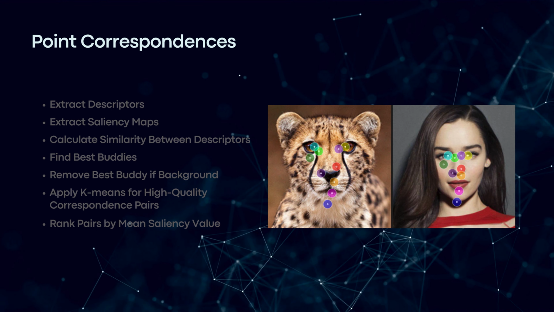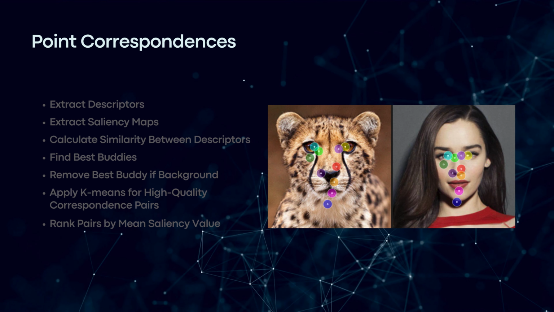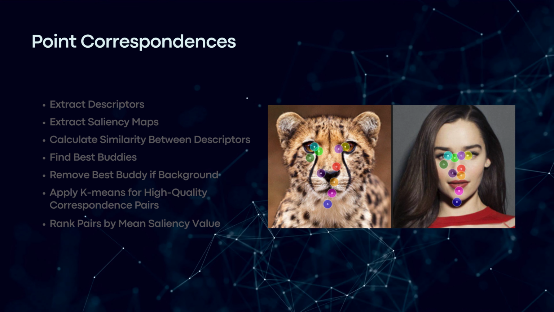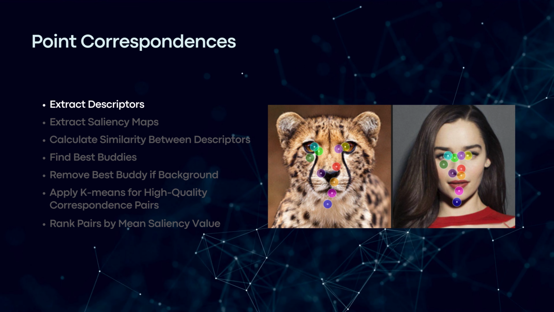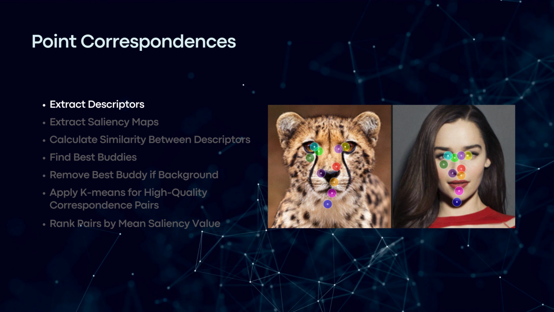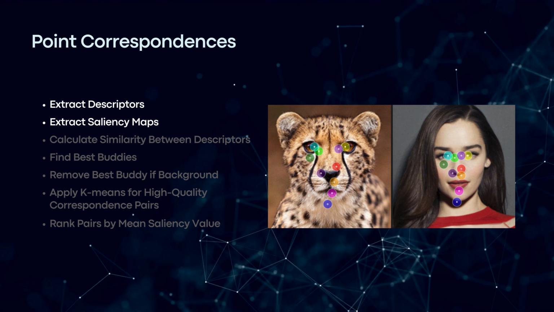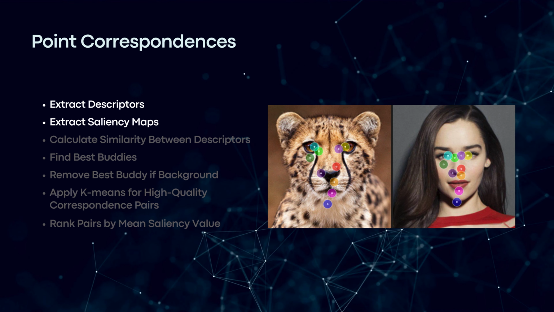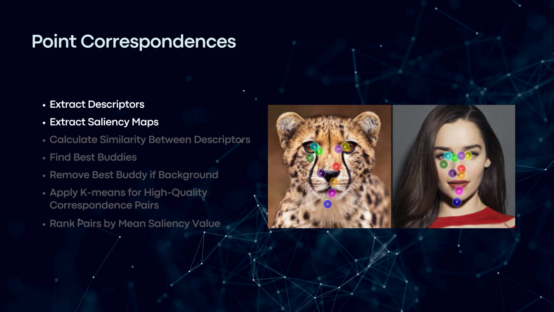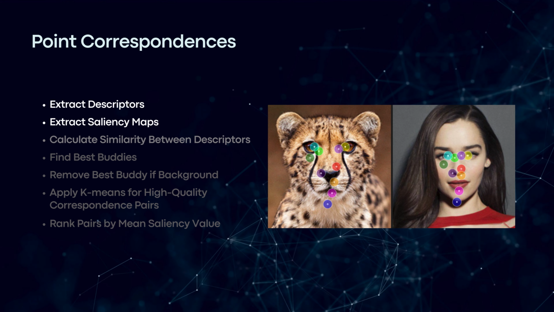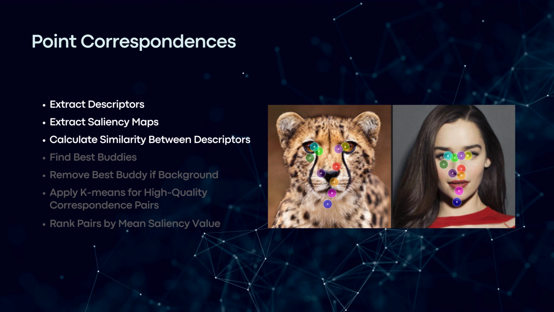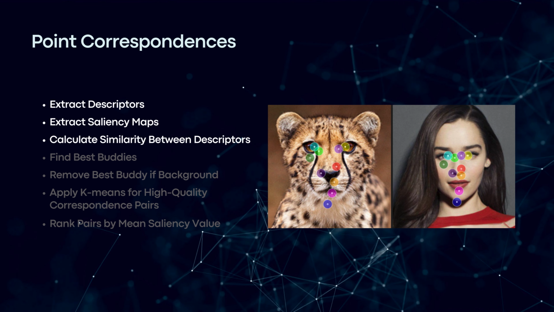Next, let's look at the key steps of the pipeline for point correspondences. First, the descriptors are extracted from mid-layer features, holding a balance between position and semantic information. Then, the saliency maps are extracted to understand the importance of different image regions. To identify potential matches, the similarity between descriptors is then calculated.